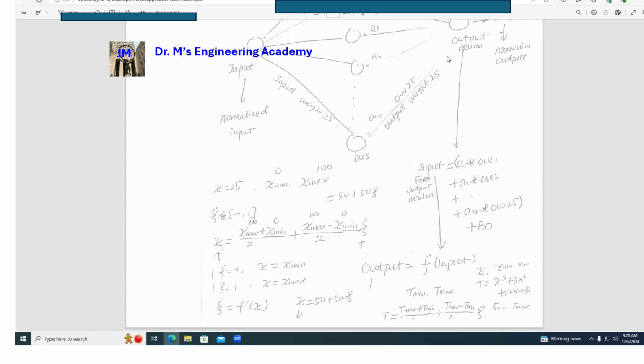So we use this one, and if we have x, we can calculate zeta, or if we have zeta, we can calculate the corresponding x. We can make sure when zeta equals -1, x equals x minimum. When zeta equals +1, x equals x maximum. So the inverse function, we write zeta in terms of x, is this.